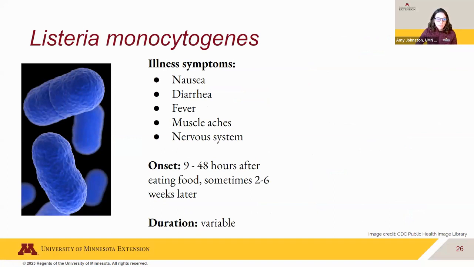The symptoms that make this illness so severe are when a person's nervous system is impacted. A person can experience headache, stiff neck, confusion, loss of balance, or convulsions. Identifying Listeria monocytogenes as the cause of foodborne illness can be challenging because the symptoms may not appear for 2 to 6 weeks after eating the contaminated food.